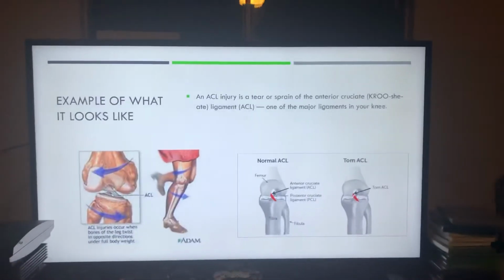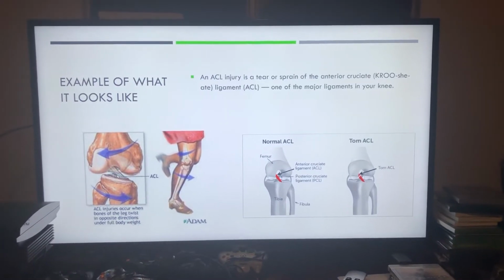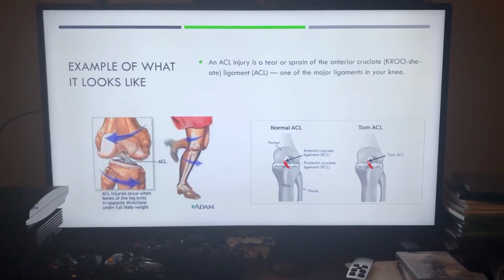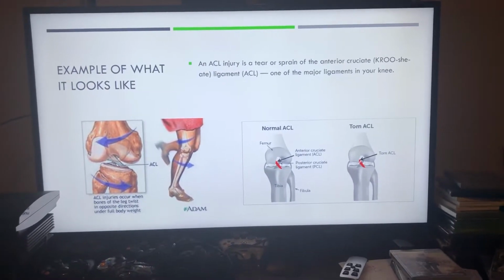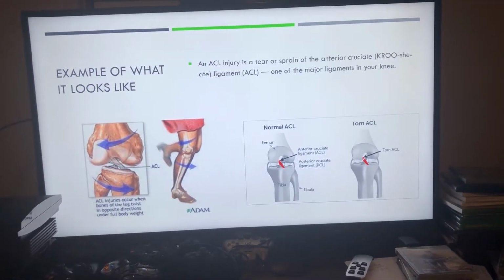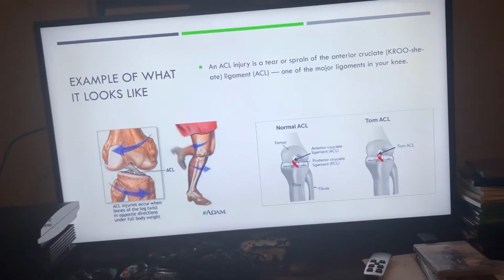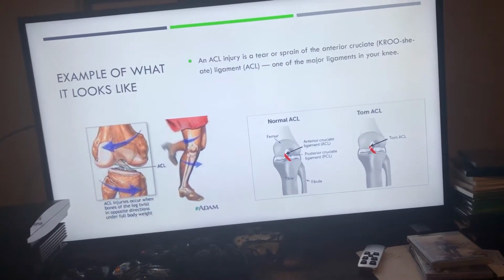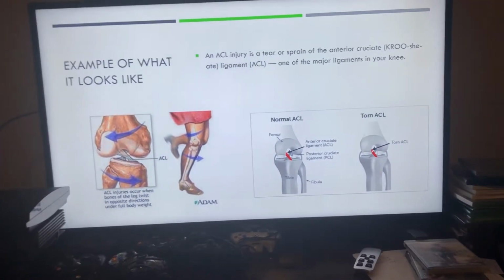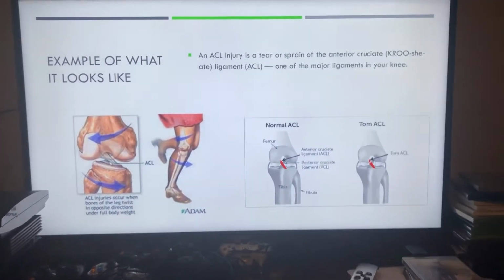And so, an example of what it looks like. An ACL injury is a tear or sprain of the anterior cruciate ligament, one of the major ligaments in the knee. As you see, we have the femur and the fibula, and the ACL and the PCL, and that tear again is from that quick shift, either going left to right from a shifting opponent or from cutting down the lane. Either of these examples, and again, this is a sudden jerk, not prolonged, but a quick twist. So that's why a lot of these happen in these fast-paced sports that require stop and go motions.